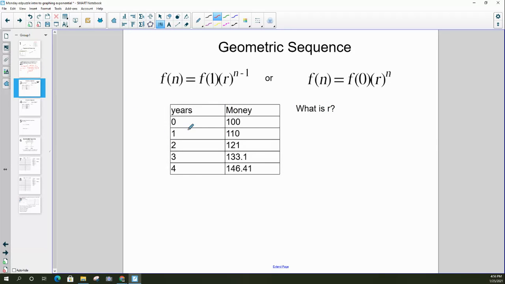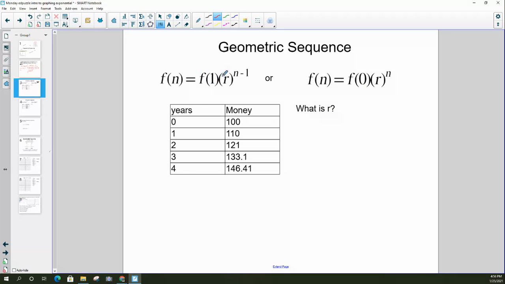So let's do a quick review of geometric sequences. Here's that same sequence we were just looking at. After 0 years, we have $100. After 1 year, 110, 2 years, 121, and so on. We know, because we just did it, that the interest rate was 10% and the growth factor, the common ratio, was 1.1. But let's look at this and ask, how do we figure this out? We are going to turn this into an explicit formula, and to do that, we need to know the common ratio. So let's look, we have 2 different explicit formulas up here.